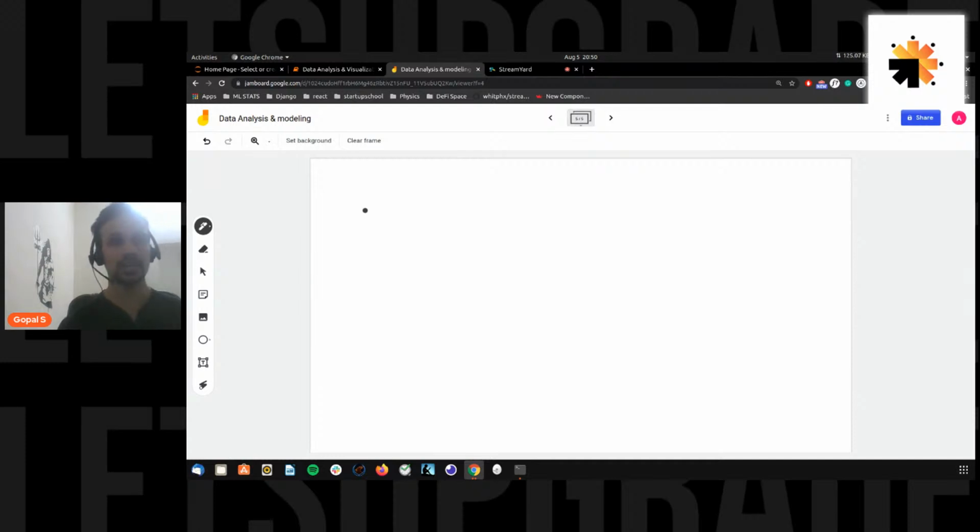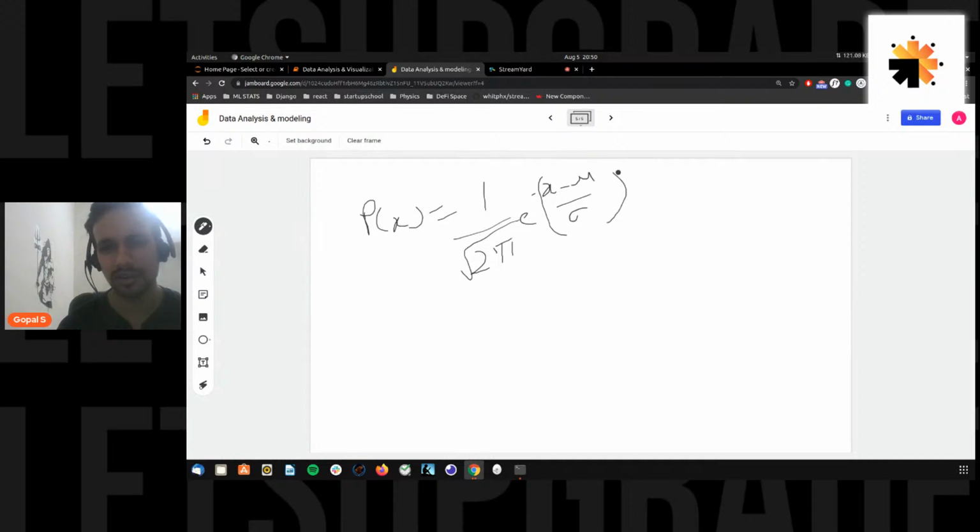I'm calling it a function, but it is the probability distribution function, and it is given as p of x equals 1 upon root 2 pi, e to the power minus (x minus mu) over sigma squared. I believe this is the formula. I don't remember exactly, and it could be incorrect. I'm not telling you it is correct, I'm just writing it from the top of my head.